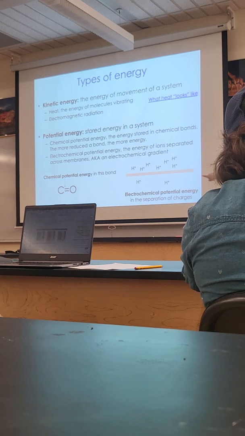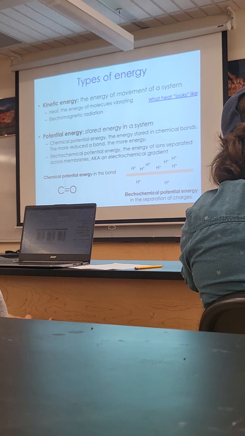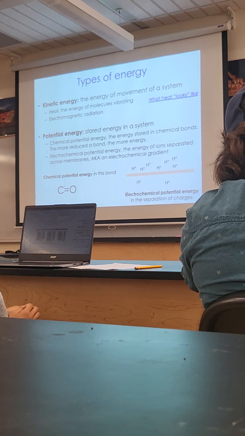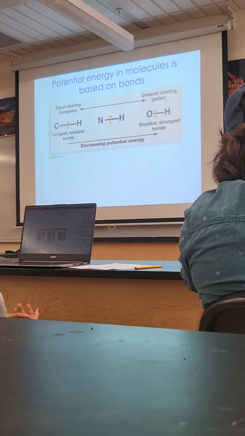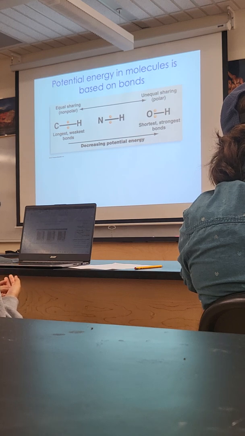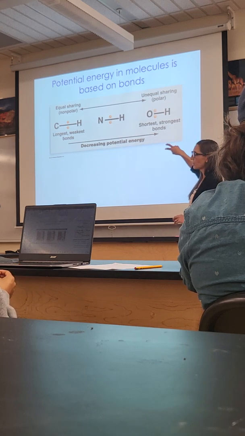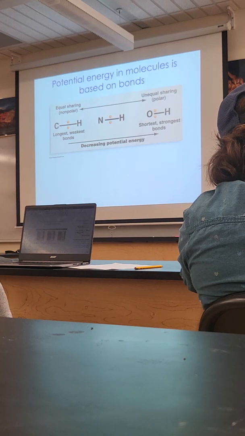Okay, so one concept we're going to talk a lot about is how do we know how much potential energy is in a bond? To figure that out, we look at how reduced or oxidized the bond is. So we have to come back to that concept of oxidation and reduction. It turns out that if the electrons being shared in a chemical bond are pretty equally shared, that bond has more potential energy.